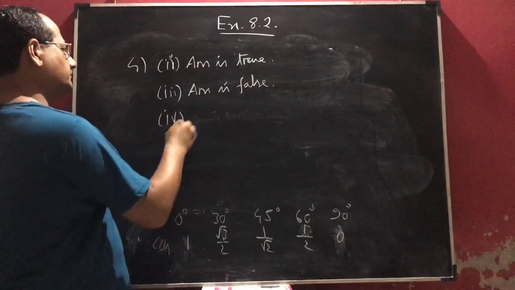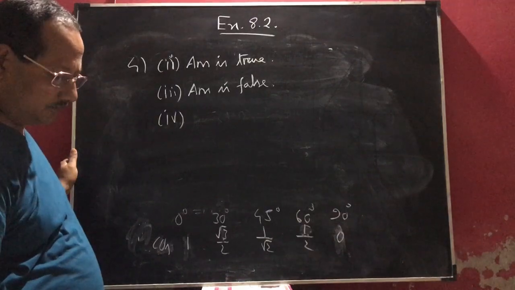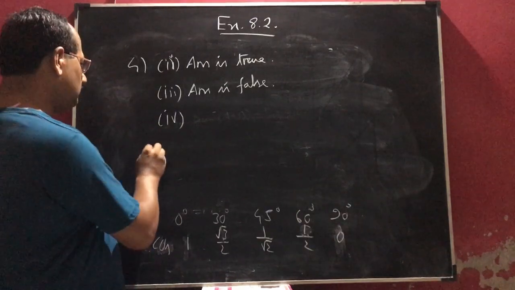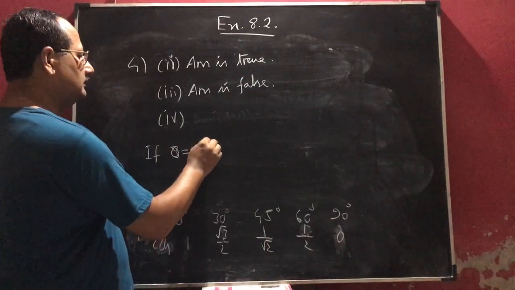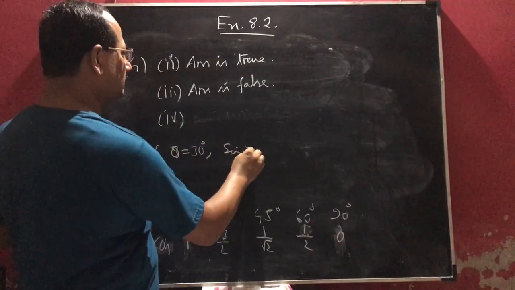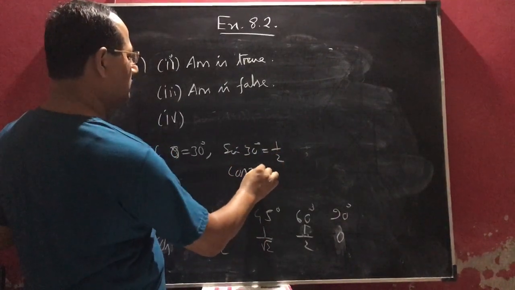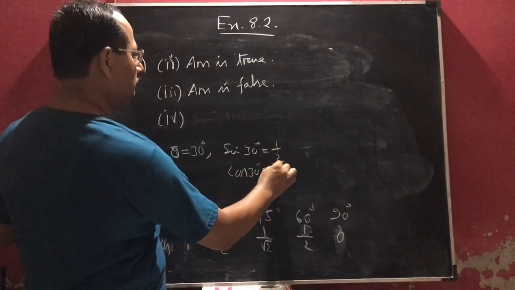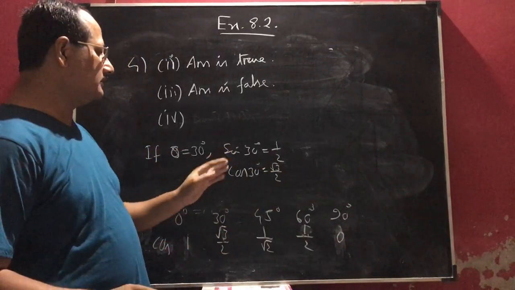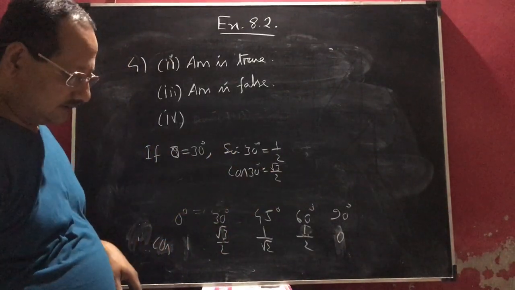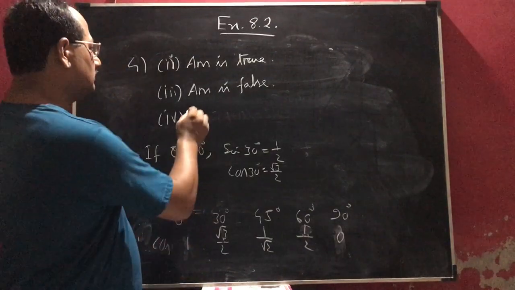Number 4. Sin theta equals cos theta for all values of theta. So if theta equals 30 degree, sin 30 degree is 1 by 2 and cos 30 degree is root 3 by 2. Here you see, if theta is 30 degree, then the values of sin theta and cos theta are not equal. That means sin theta equals cos theta for all values of theta is not true. The answer is false.